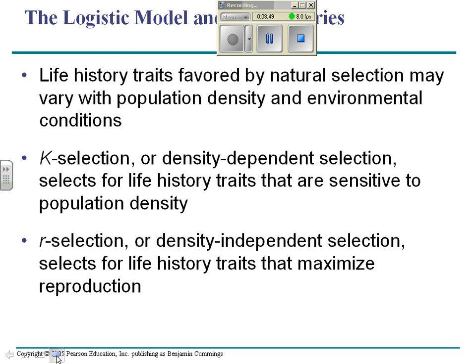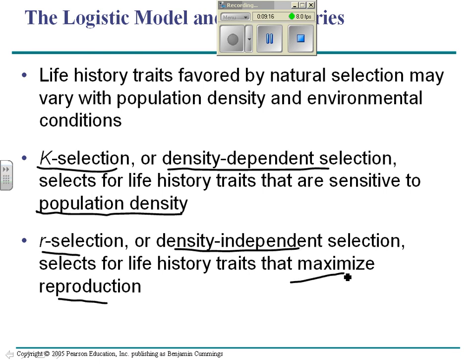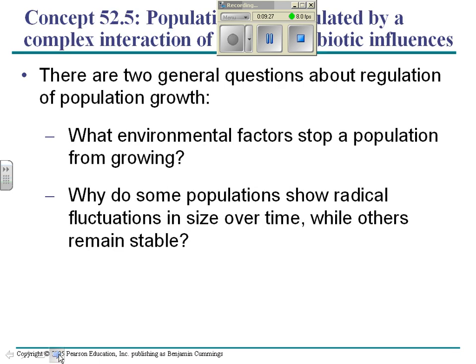So, there are two life history traits we have to talk about. K selection, or density-dependent selection, selects for life history traits that are sensitive to population density. This is something you really need to know. In other words, it matters how many organisms there are in the area. R selection is called density-independent selection. It selects for life history traits that maximize reproduction. In other words, how are you going to have as many babies as you can in a short period of time? That's R selection. K selection is that something that's sensitive to population density.